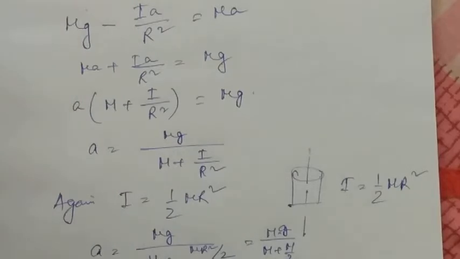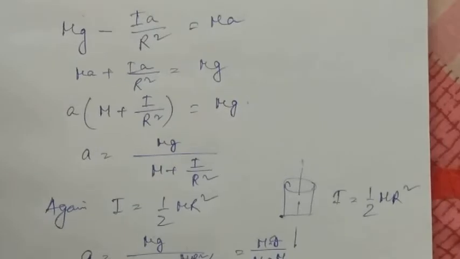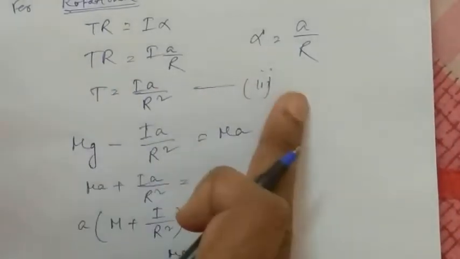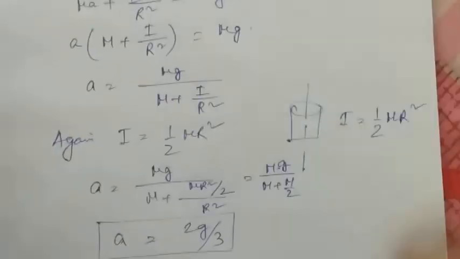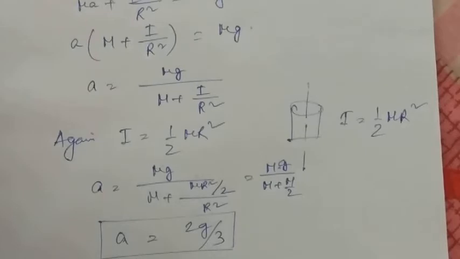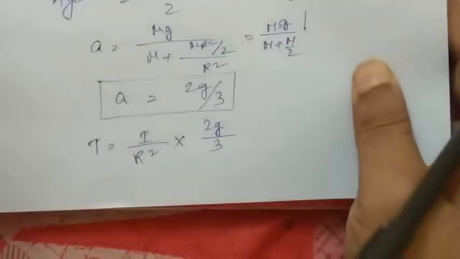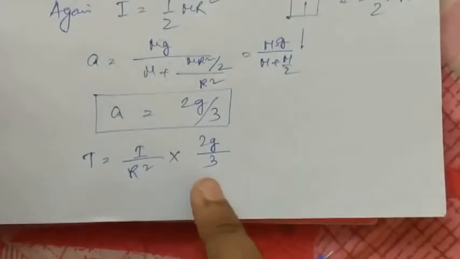So the acceleration value is 2g by 3. And the second thing they have asked us to find is the tension in the string. So replace the value of A in the expression of tension, that is the second equation. T is equal to I by r square into A. So instead of A, we write 2g by 3.